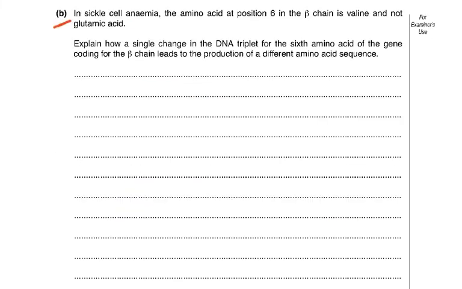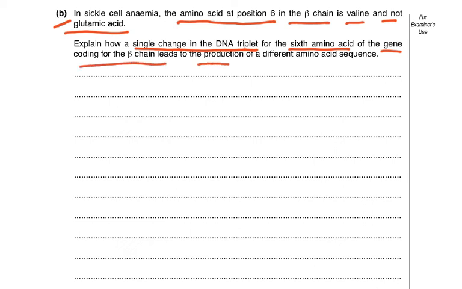Coming to the B part of the question, in sickle cell anemia, the amino acid at position 6 in the beta chain is valine and not glutamic acid. Explain how a single change in the DNA triplet for the sixth amino acid of the gene coding for the beta chain leads to the production of a different amino acid sequence. This is something we're covering in this chapter.